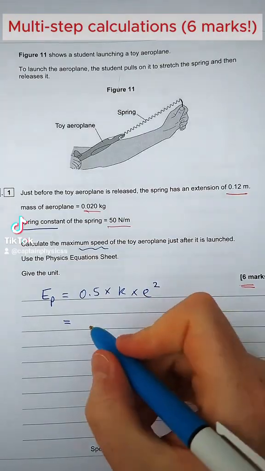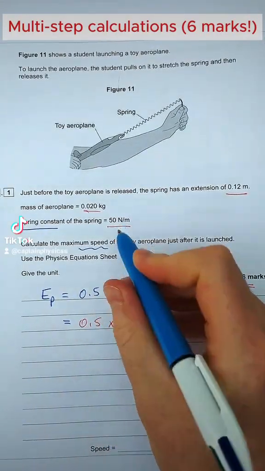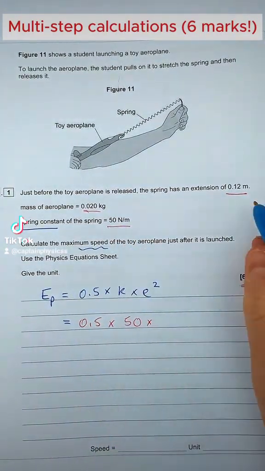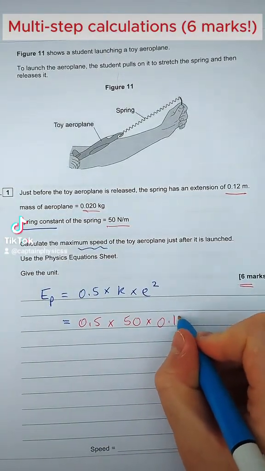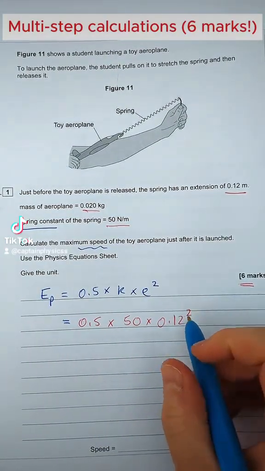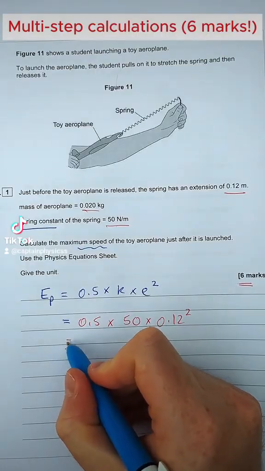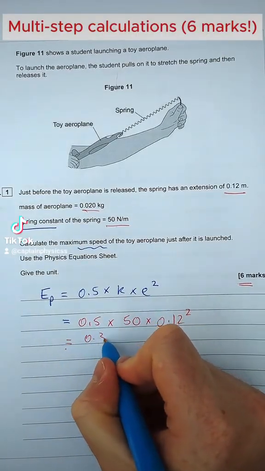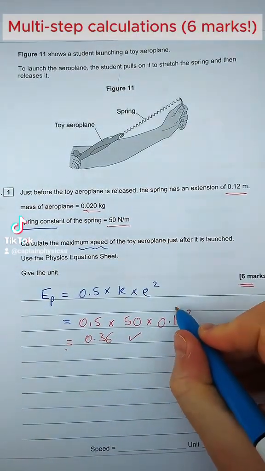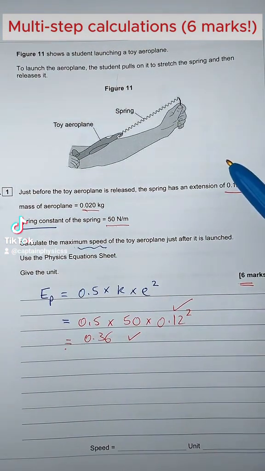So let's put in our values. I've got 0.5 times the spring constant times the extension. No conversions to do there. So you just plug those numbers in, make sure to square the 0.12 in your calculator, and you will get a value of 0.36 joules. So if all else fails, you've got 2 marks there already. So how can we use this to find the speed?